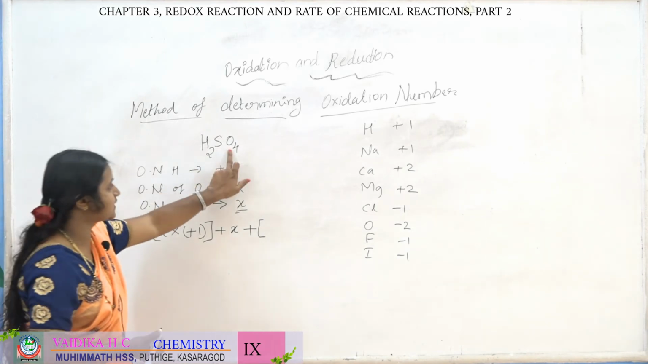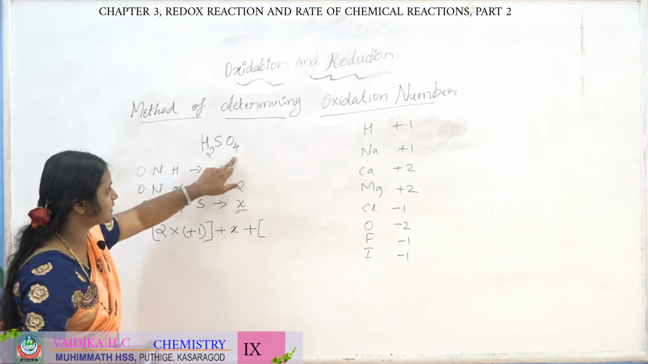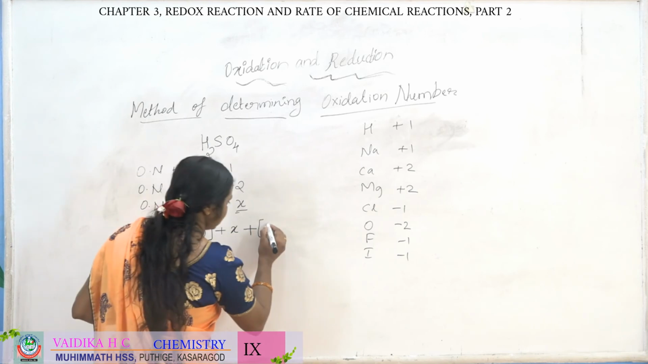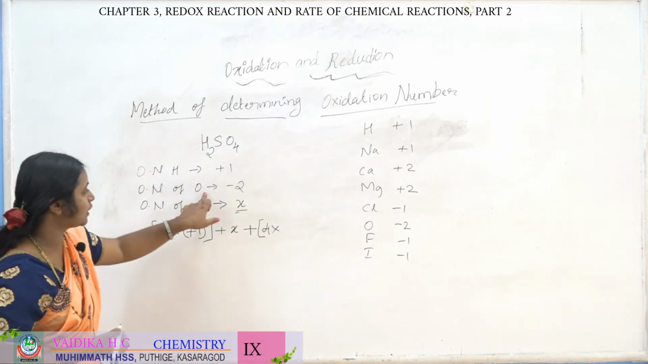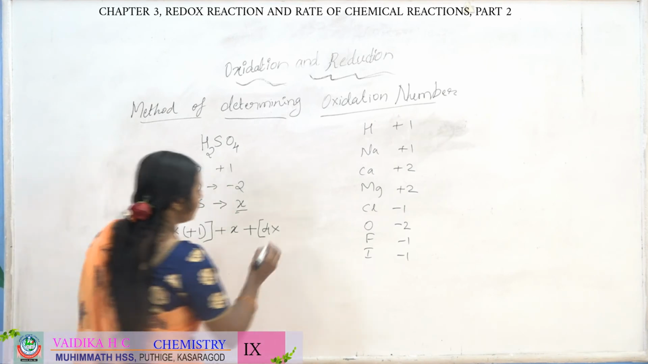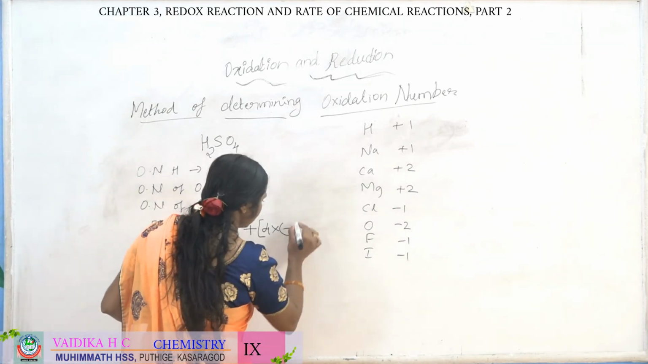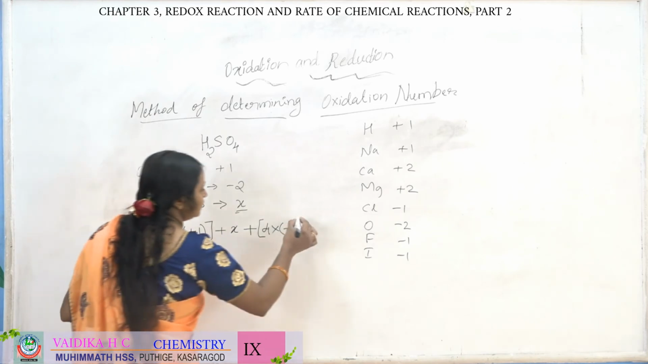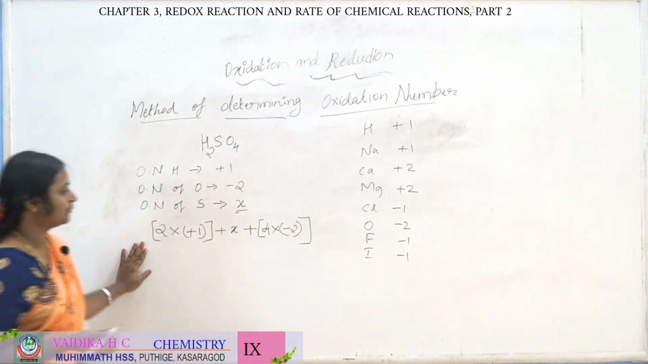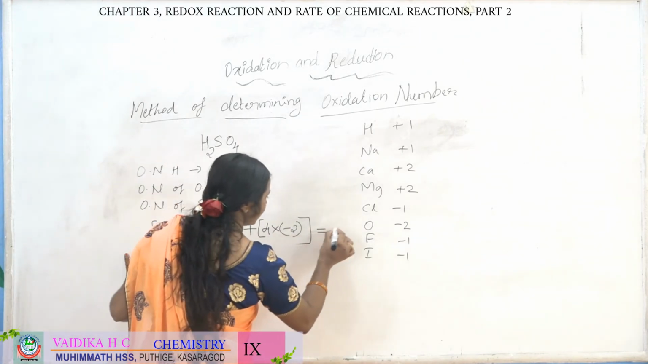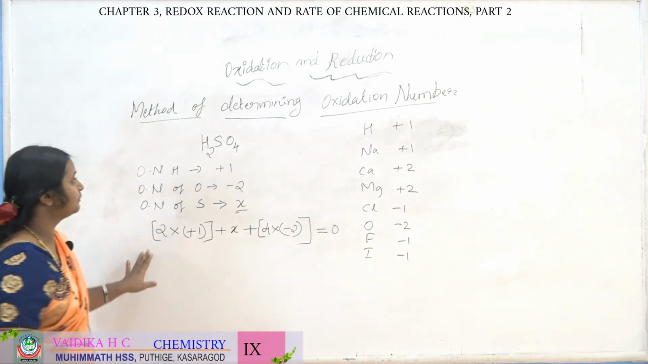Next will be the oxygen, right? How many oxygen atoms are there? 4 oxygen atoms are there. So 4 into, what is the oxidation number of oxygen? It is -2. So put a square bracket. Equal to 0. Why is this equal to 0?